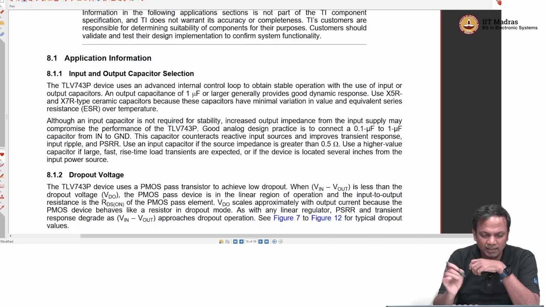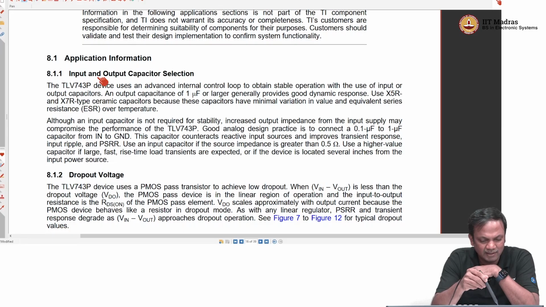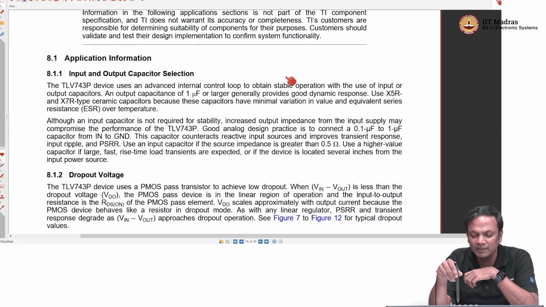So, what they are saying here is that the TLV743P device uses an advanced internal control loop to obtain stable operation with the use of input or output capacitors. An output capacitance of 1 microfarad or larger generally provides good dynamic performance, right.